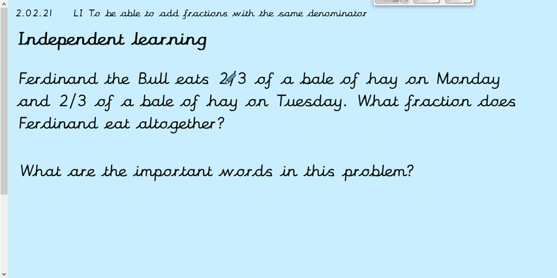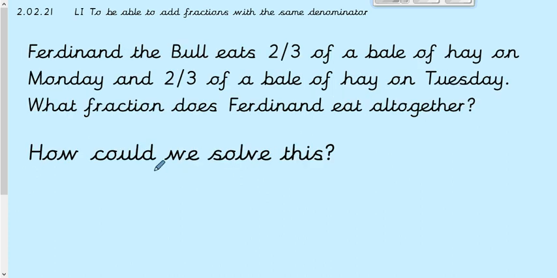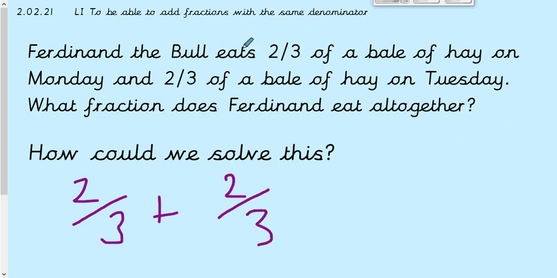So straight away, we've got two fractions here. We've got 2/3 and another 2/3. And then it says, what fraction does Ferdinand eat altogether? We know that altogether normally means we have to add them together. So to work it out, we would need to do 2/3 add 2/3, because he ate 2/3 on Monday and 2/3 on Tuesday. If you want to know how much he ate altogether, you need to add it together. So this should be quite simple.